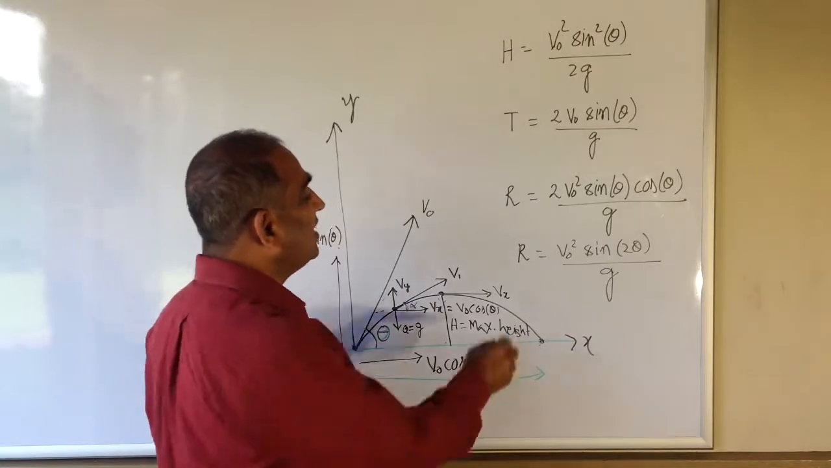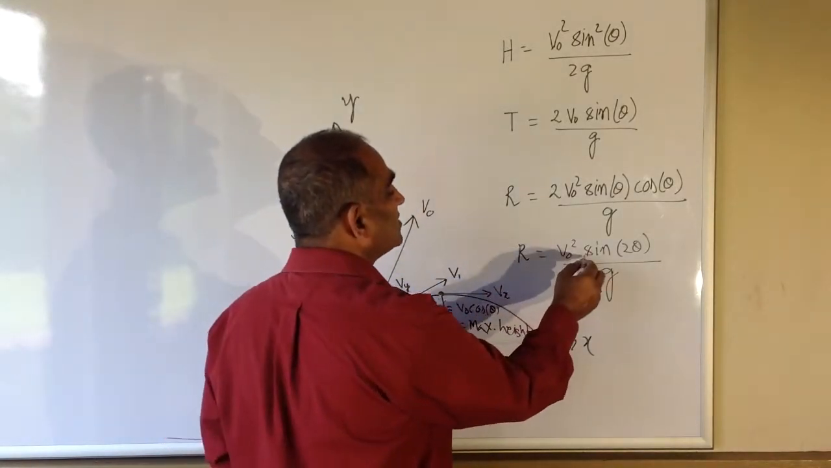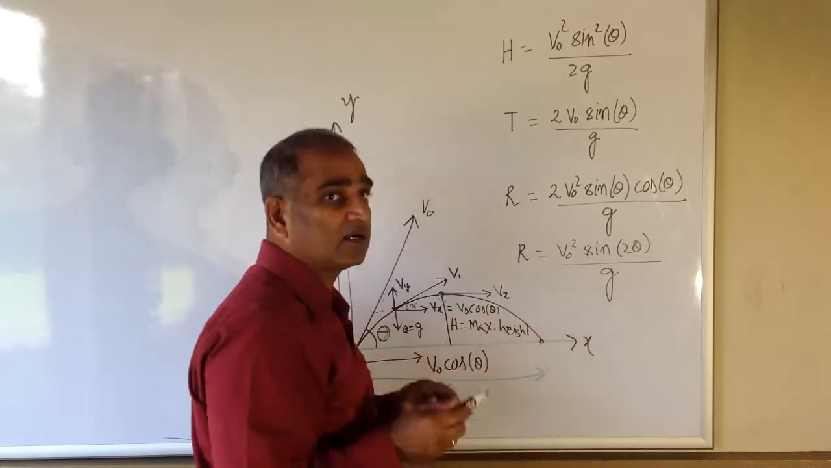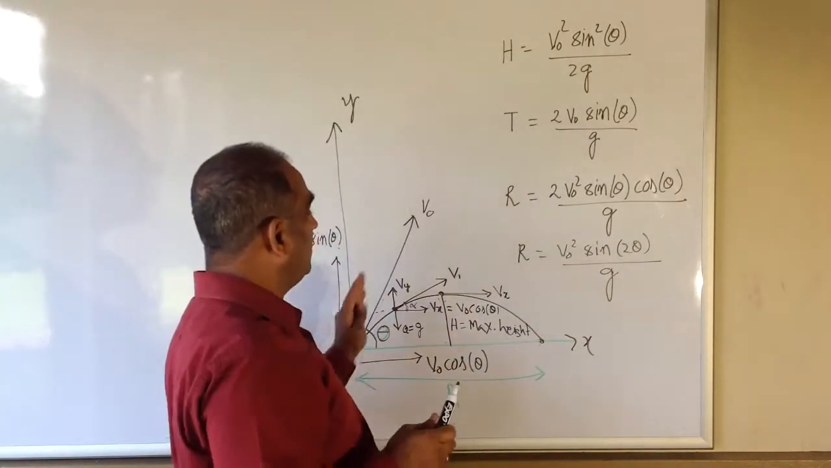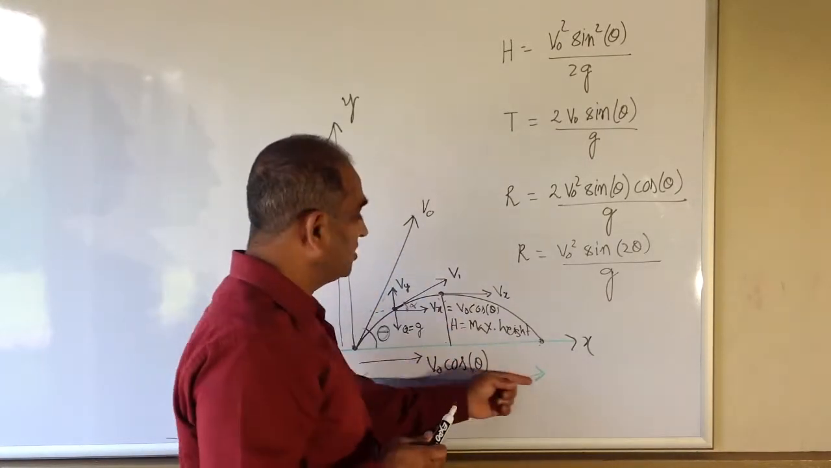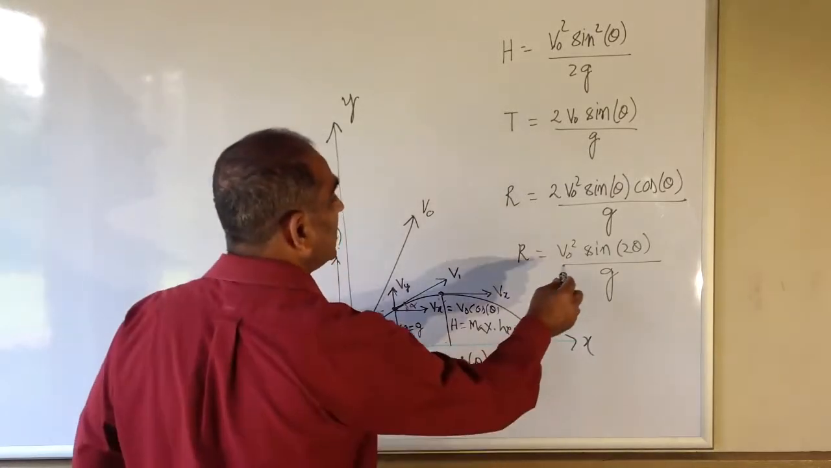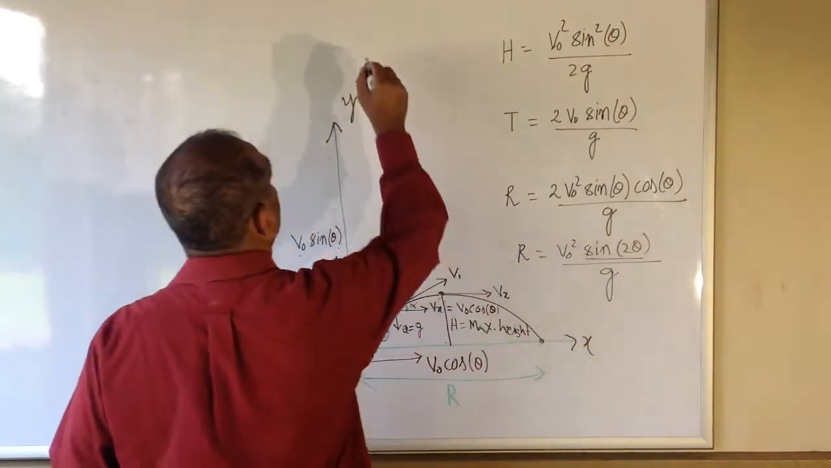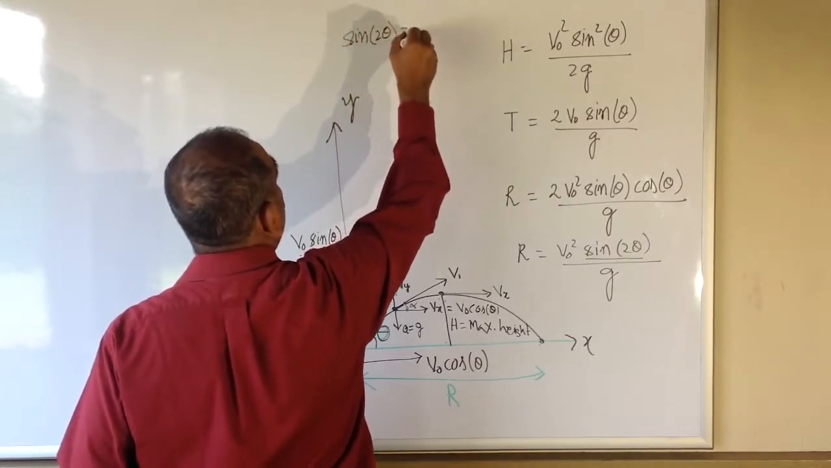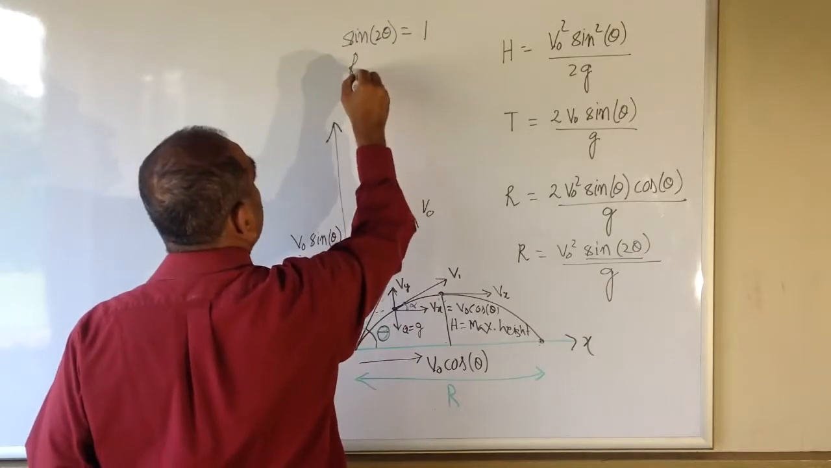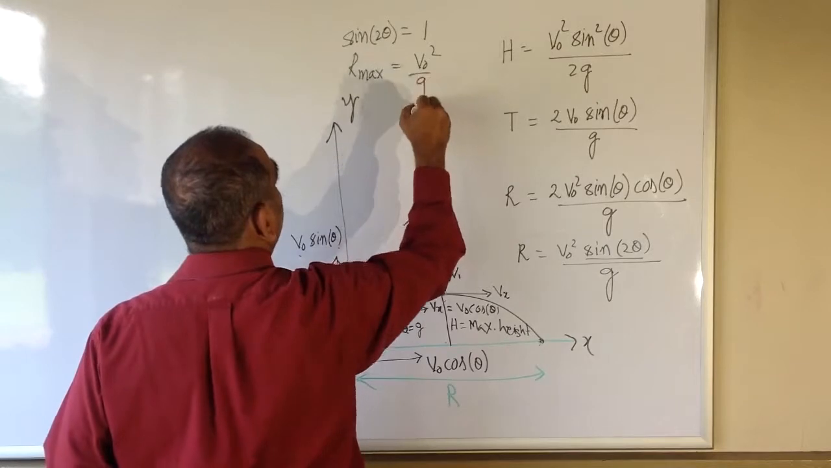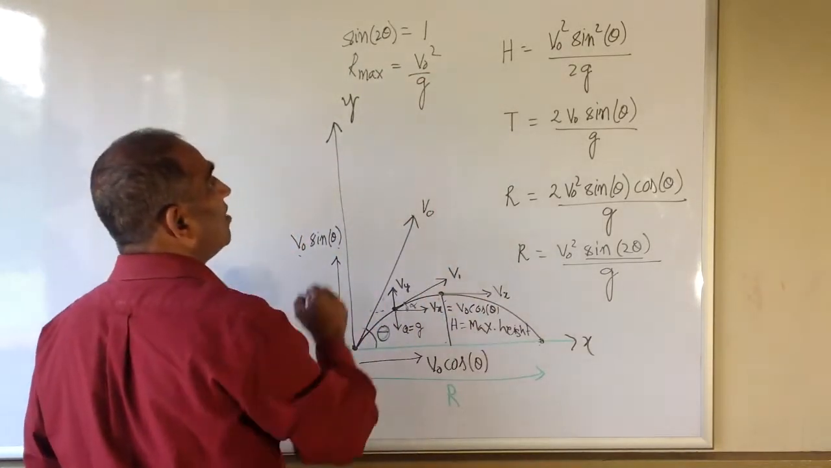Okay. So the range is maximum when sine 2 theta is 1. That is, if I have a constant velocity v naught, and I keep throwing at the same velocity but different angles, when do I get the range maximum? That is when sine 2 theta is equal to 1. So when sine 2 theta is equal to 1, we get R maximum, which is equal to V naught square over g. That's the maximum value of range, R max.